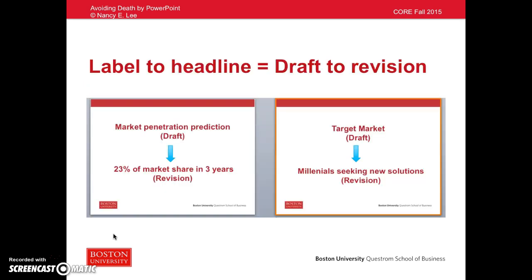Presenters achieve effective slide titles through drafting and revision. We might start out with market penetration prediction and through drafting and revision, get to 23% of market share in 3 years as we continue thinking about the point the slide supports. So to avoid slides that are data dumps with no claims, think about the single most important thing that you want the audience to take away from the slide. Capture it in a statement that is 10 words or fewer, and use the statement as your slide title.